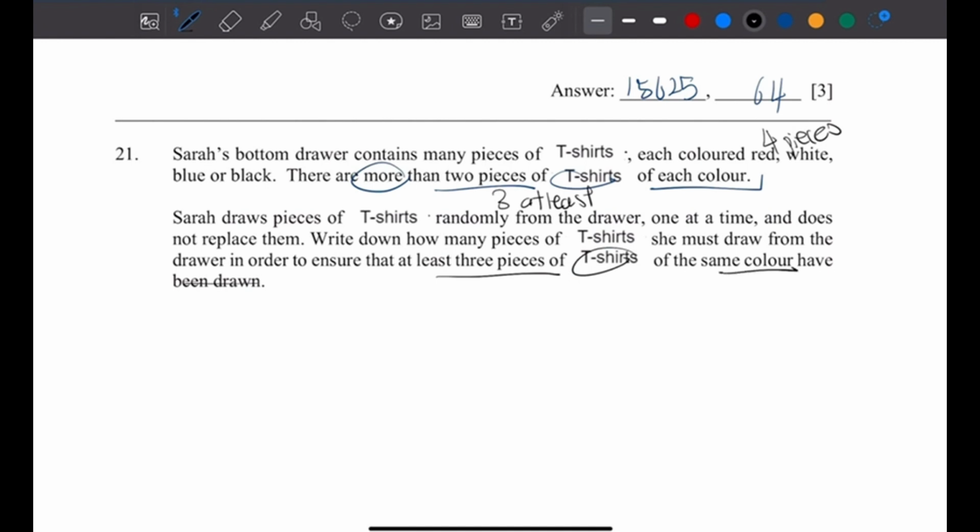So we know that there are at least 3 t-shirts for each color. Okay?